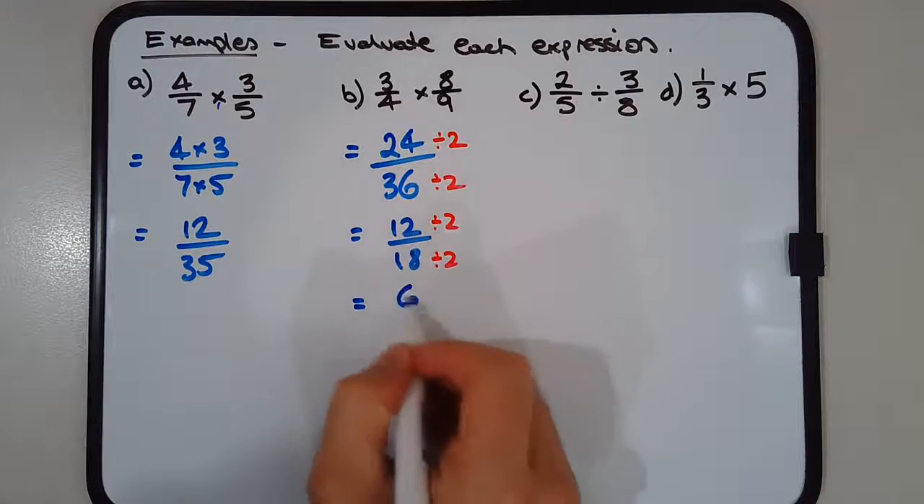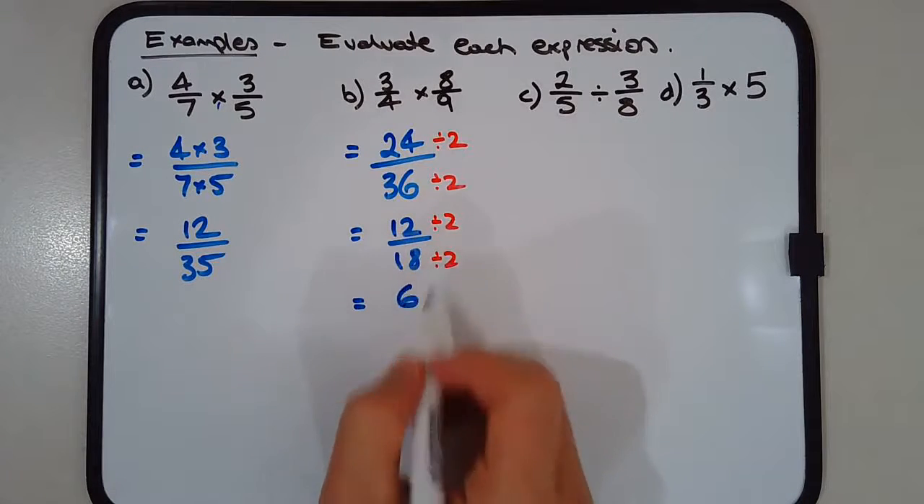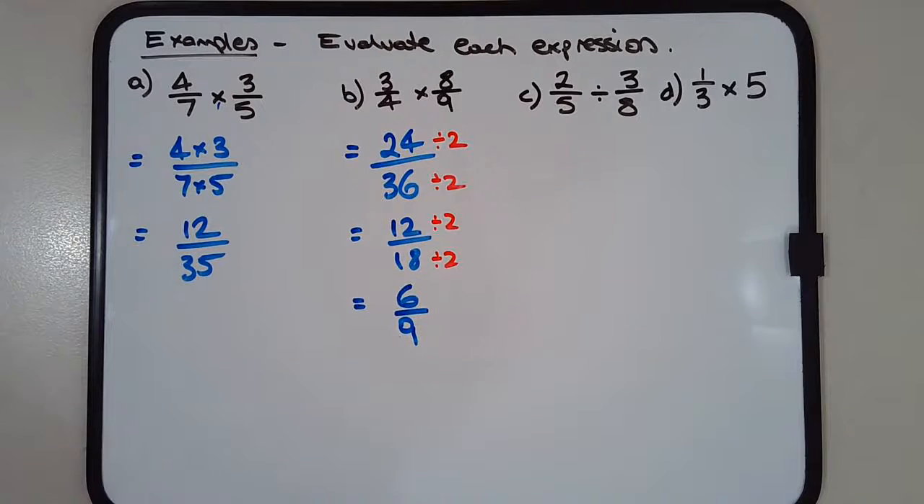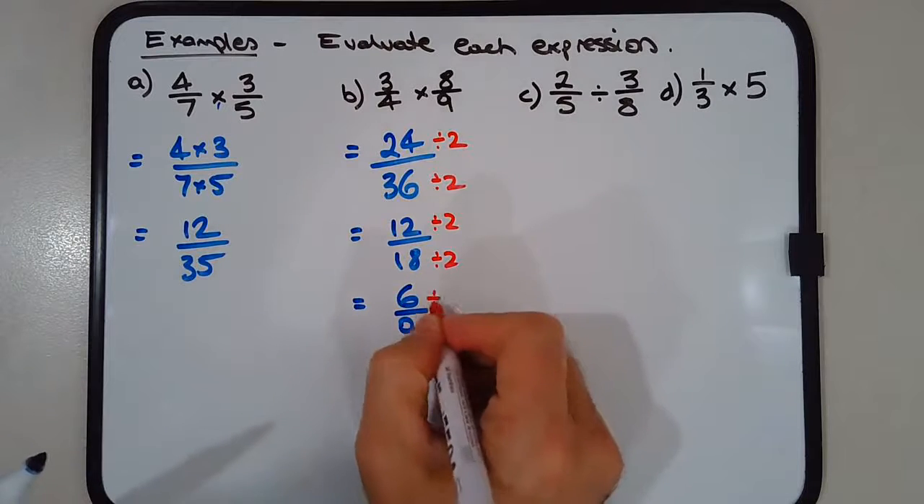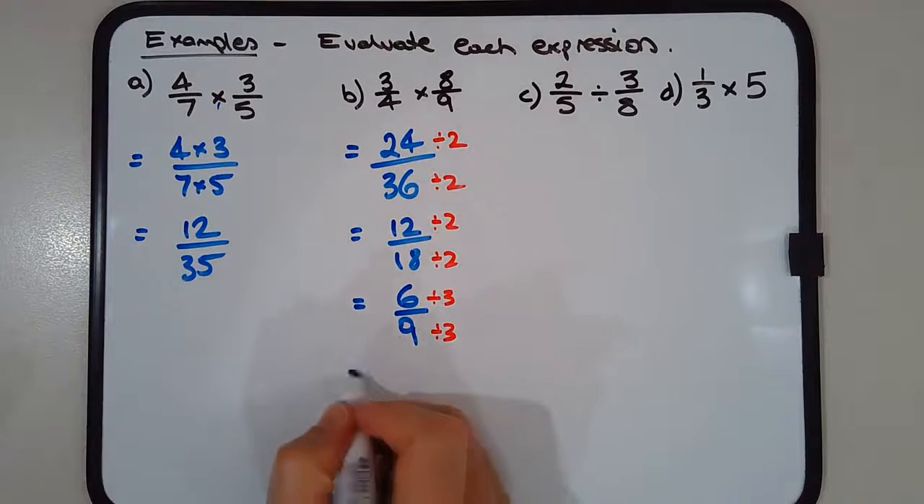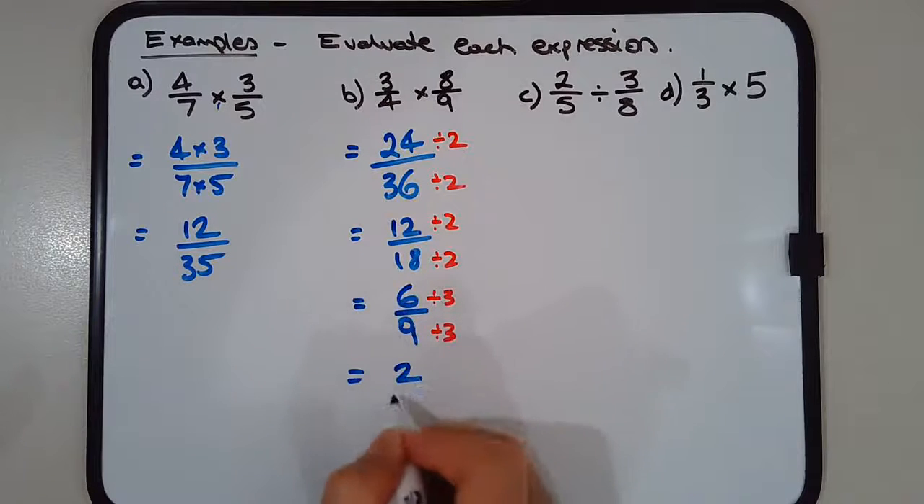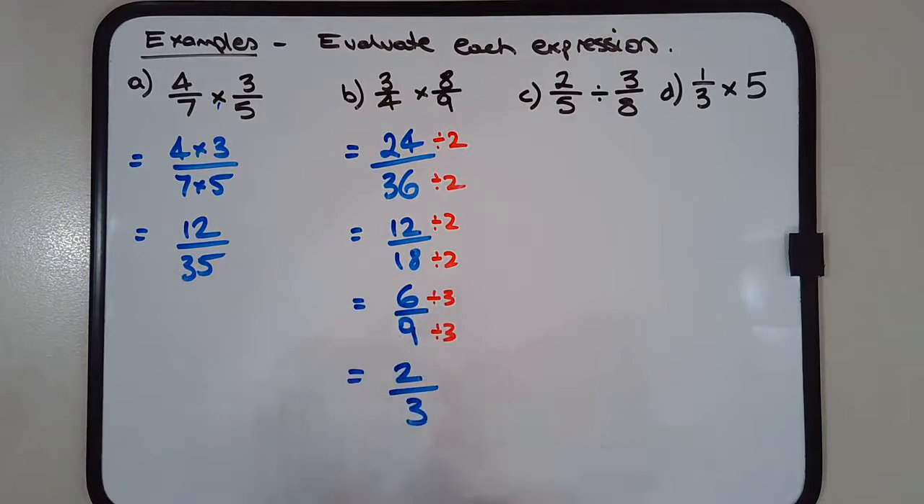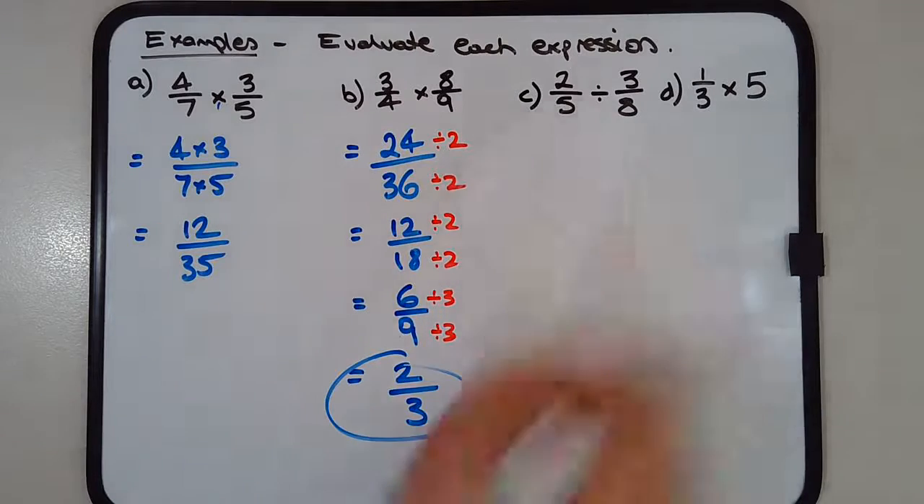12 divided by 2 is 6. 18 divided by 2 is 9. Can we simplify that further? Yes, we can. We can divide top and bottom by 3. Okay. 6 divided by 3 is 2, and 9 divided by 3 is 3. So the correct answer, or the simplified answer, is 2/3.